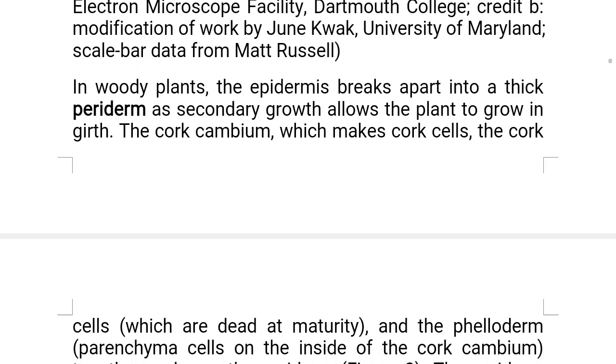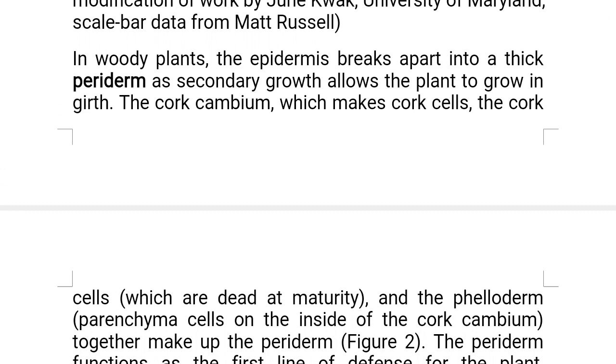so in woody plants, let's look at what happened. In woody plants, do we still have the epidermis there, or is it being replaced by another structure? So let's look at it. In woody plants, the epidermis breaks apart into a thick periderm as secondary growth allows the plants to grow in girth or to grow in diameter.